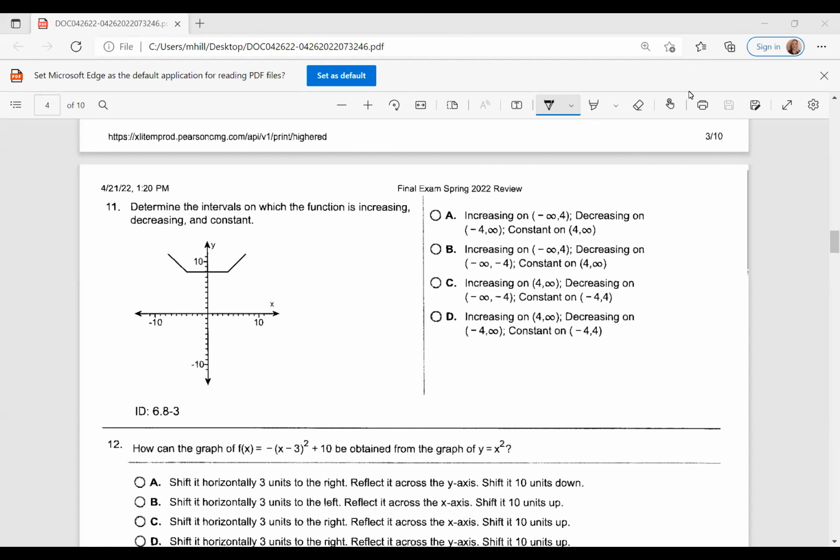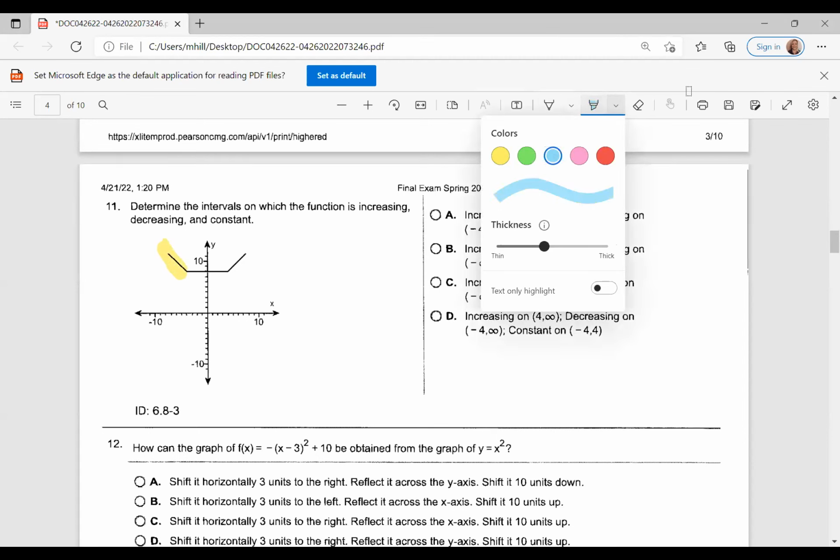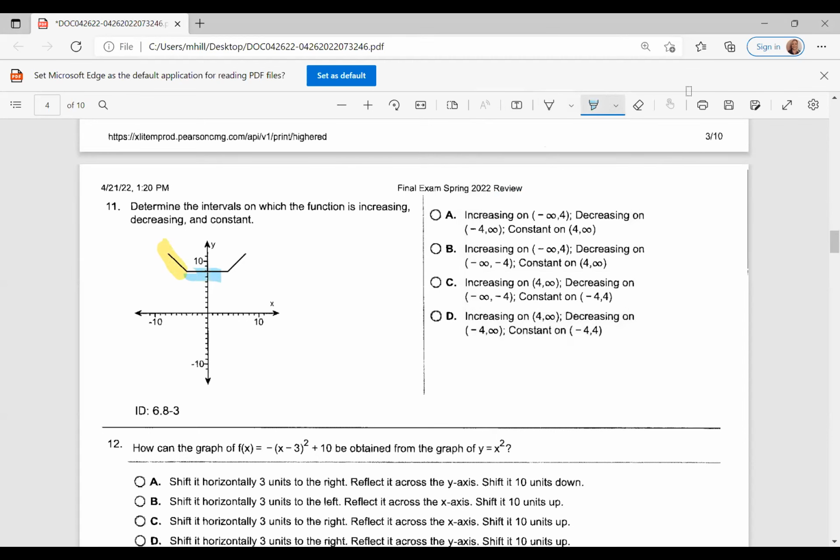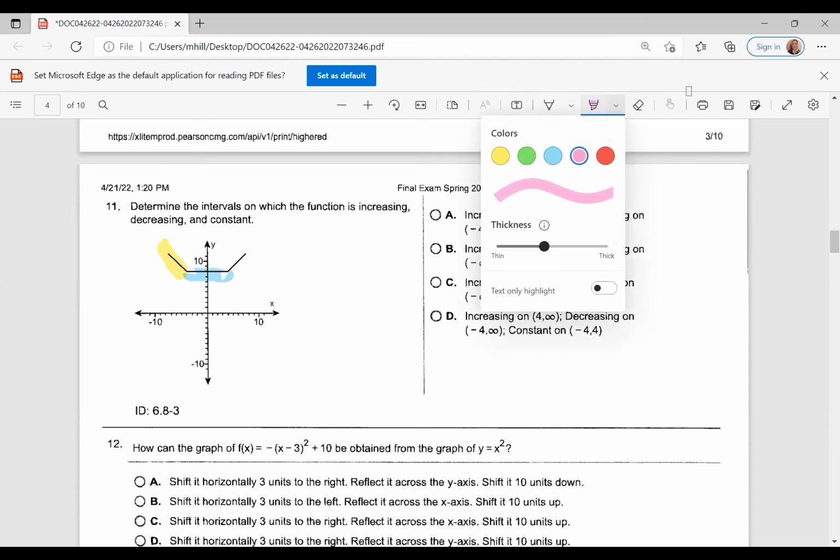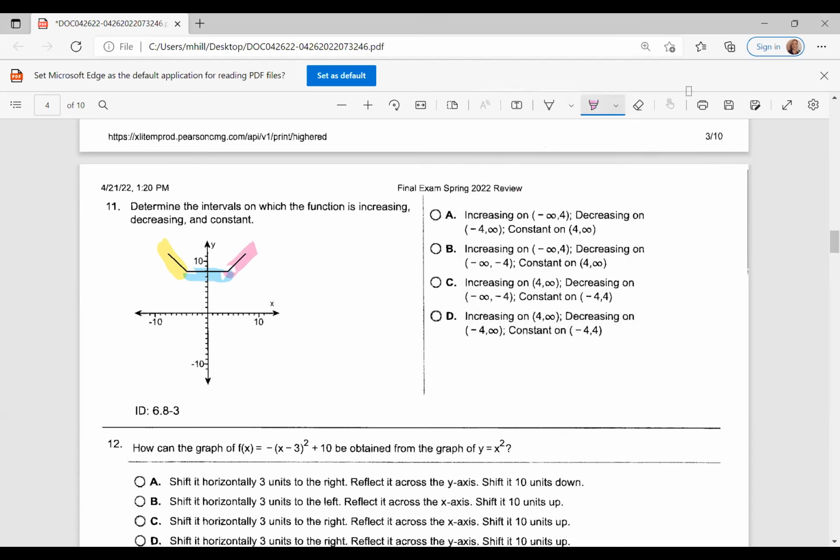Okay, on number 11, it says determine the intervals on which the function is increasing, decreasing, and constant. When we were talking about this problem, we said you need to go from the left to the right of your graph. If you go from the left, it looks like it's going down first, so this part would be decreasing. Then it levels off, so this part from here to here is constant. And then we have this last section that's going back up, so this would be increasing.